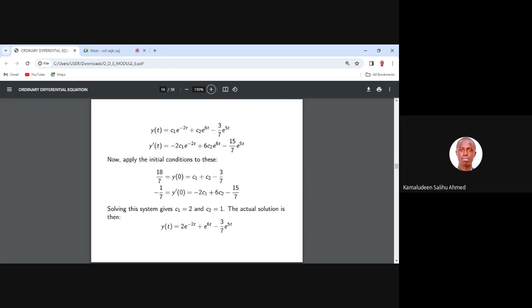But if you don't get it to be this, you can tell me in our next class and we look into it together. So the actual solution is, now you have your C1. And what is the work of the IVP? It is for you to have a value for the arbitrary constant. So instead of writing C1 and C2 now, you have your 2 and you have your 1. So that's why you have y of t is equal to 2 exponential minus 2t plus exponential 6t minus 3 over 7 exponential 5t. So that is all about example number 2.